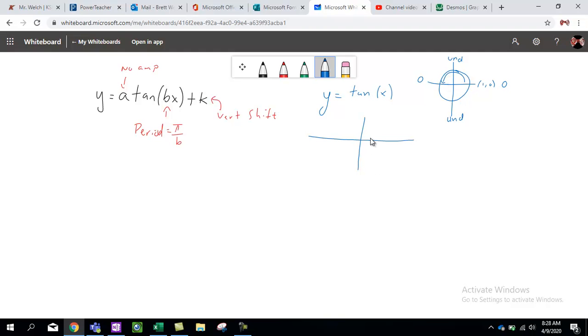So I'm still going to go out 4 marks. 1, 2, 3, 4. 1, 2, 3, 4. I'm going to put a dot right in the middle because tangent will start at 0. Now here's kind of the kicker. We are going to figure out what our period is before we start graphing this for a specific reason. Now, there's no number next to x, so we can assume it's a 1. So then the period would be pi over 1, or just pi. I am going to come in and label that.